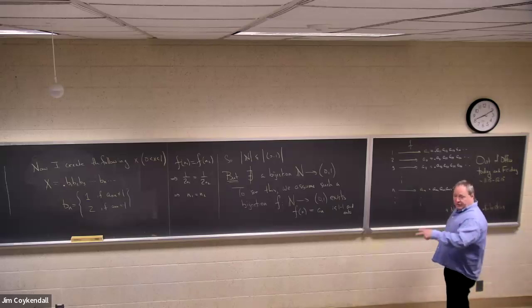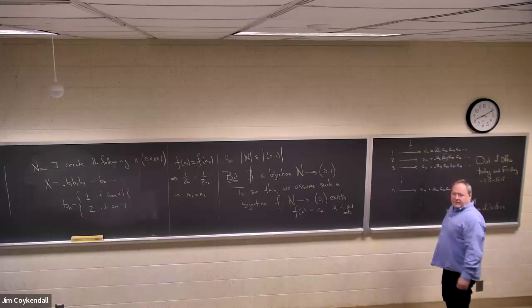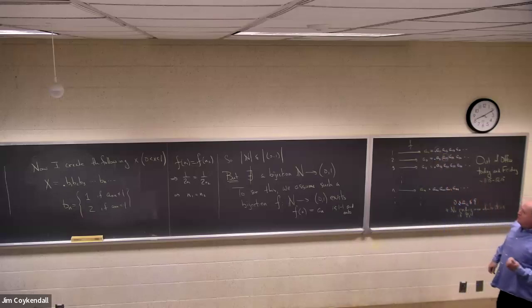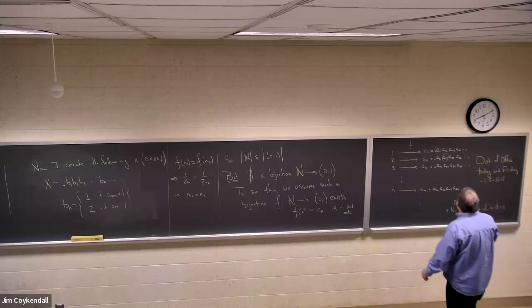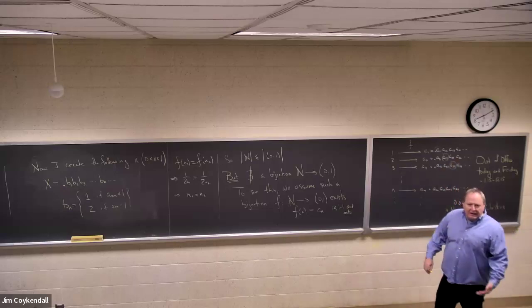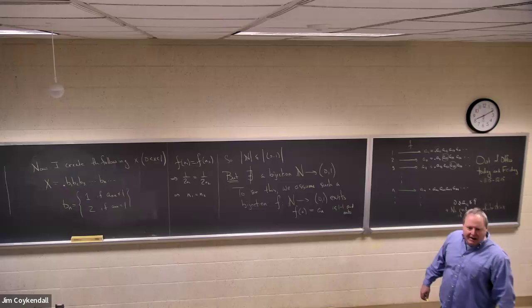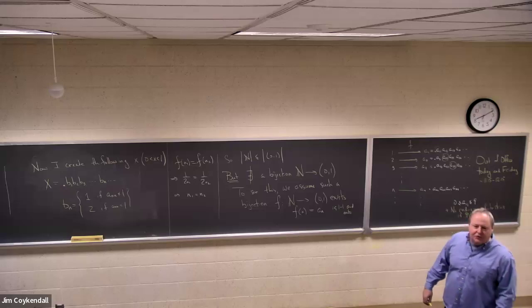How do I choose B2, the second number? I look at this guy. If that one is not 1, I'll let it be 1. And if it is 1, I'll let it be 2. How do I choose the third one? By looking at that. So you see what I've made, I call X my contrary decimal.